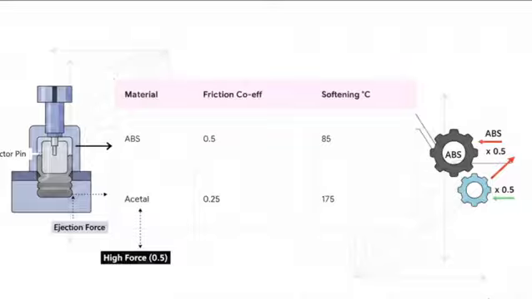What's really fascinating here is just how much the material itself dictates the required force. Take a look at this data from Table 5. If you're molding ABS, your coefficient of friction is 0.5, but if you switch your material to acetal, it drops exactly in half to 0.25. This brilliantly illustrates that acetal requires significantly less force to eject than ABS, simply based on how the material inherently slides against steel. Basically, you change the plastic, you completely change the math.